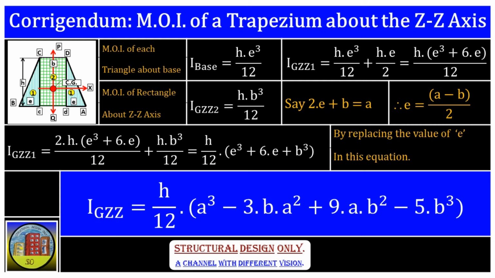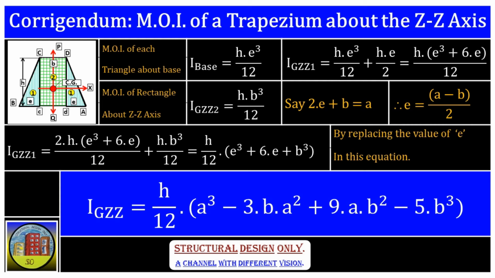Let's derive the correct formula for the moment of inertia of a trapezium about its ZZ axis passing through the center of gravity. The moment of inertia of each triangle about its base is given by I base equals b into h cube by 12. Here b equals h and h equals e. By substituting this value, we have I base of each triangle equals h into e cube by 12.